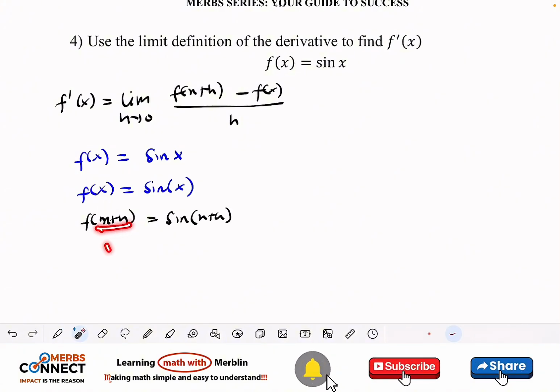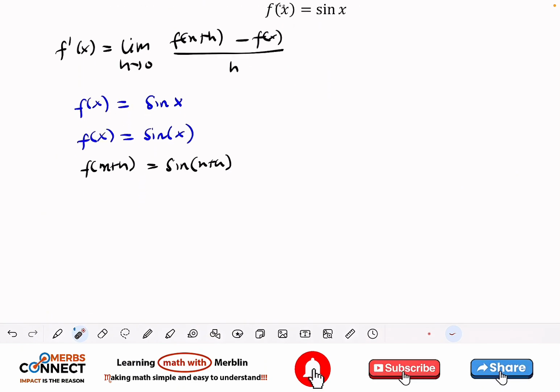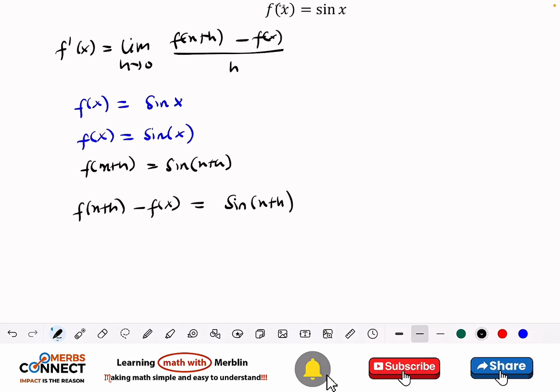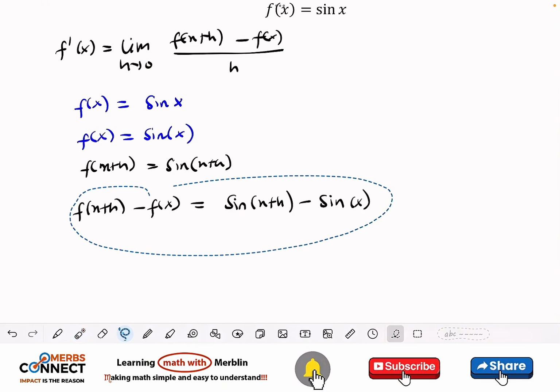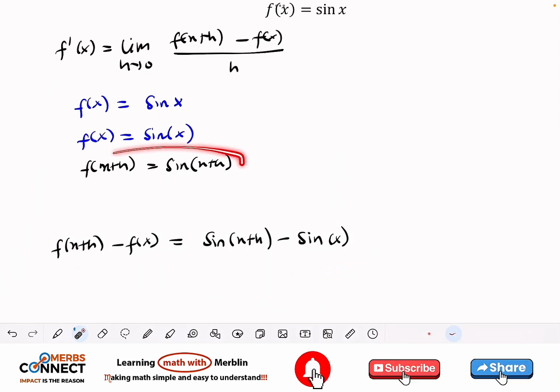So f of x plus h, the same thing here. Then now I need this guy. So let me try and solve that one. I need f of x plus h minus f of x, which is the same as sine of x plus h minus sine x. But you see that if you just substitute this one inside, it's very difficult for you to do that. So what I'm going to do is simplify this guy here.